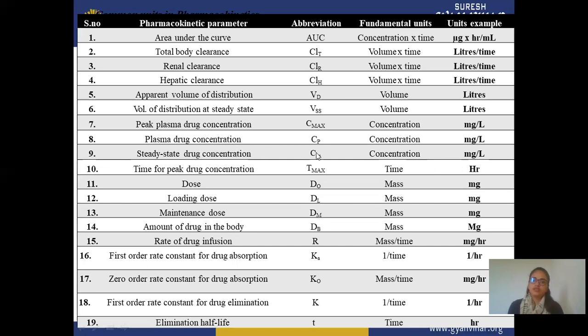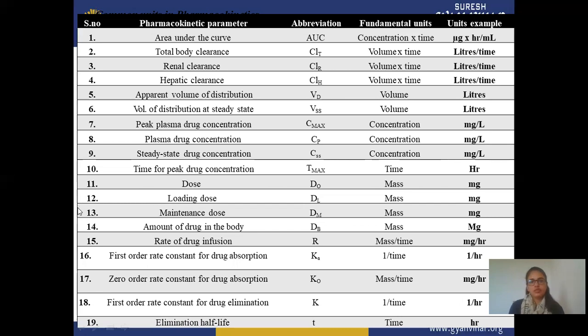Next is the plasma drug concentration, that is Cp. The fundamental unit is concentration, and the unit is mg per mL. Next is the steady state drug concentration, Css. The fundamental unit is concentration, and the unit example is mg per mL. Next is time for peak drug concentration, that is Tmax, the fundamental unit is time, and the unit example is hr. Next is dose, that is D0. The fundamental unit is mass, and the unit example is mg.